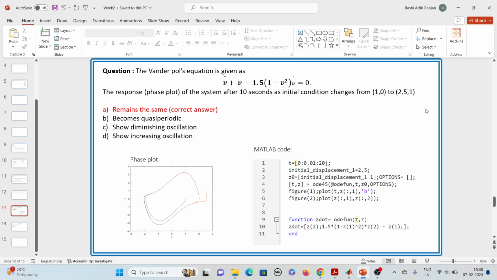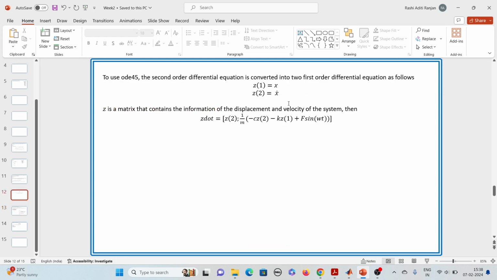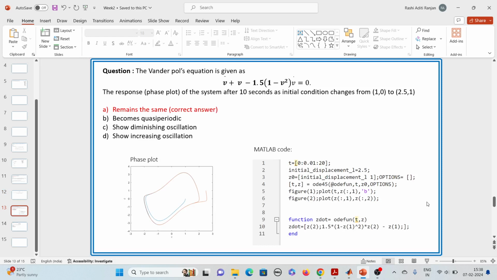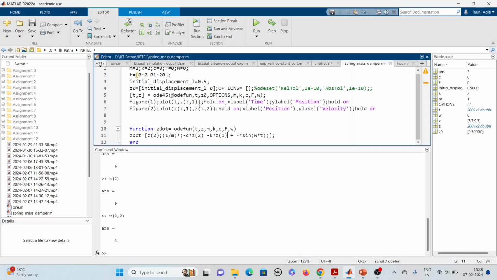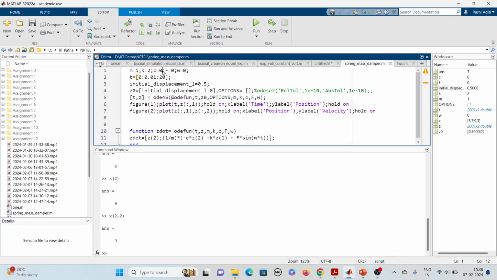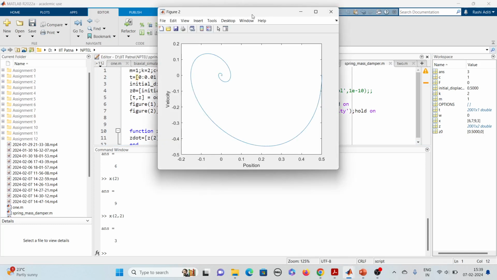As the question says, here's the van der Pol equation. For a van der Pol equation, you will see that there is no forcing function present here, right? For this spring mass system, when I was simulating, C was 0. Okay, I'll take some damping, let us say 1. What will happen? See what's happening.